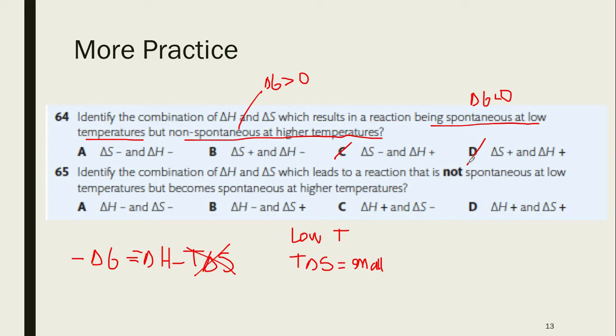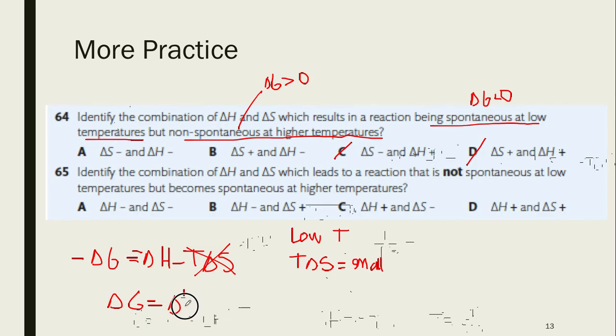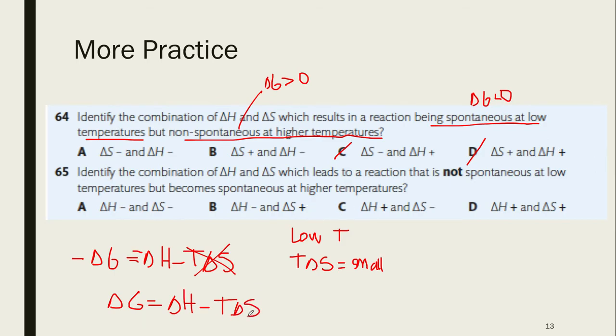Okay, so at a low temperature, this second part of the equation, T delta S, is going to be very small and insignificant compared to the enthalpy change. So if we want a negative delta G, we need a negative delta H. Now let's look at the second part of the equation. We need non-spontaneous at higher temperatures. So again, I'm going to write my delta G equals delta H minus T delta S.